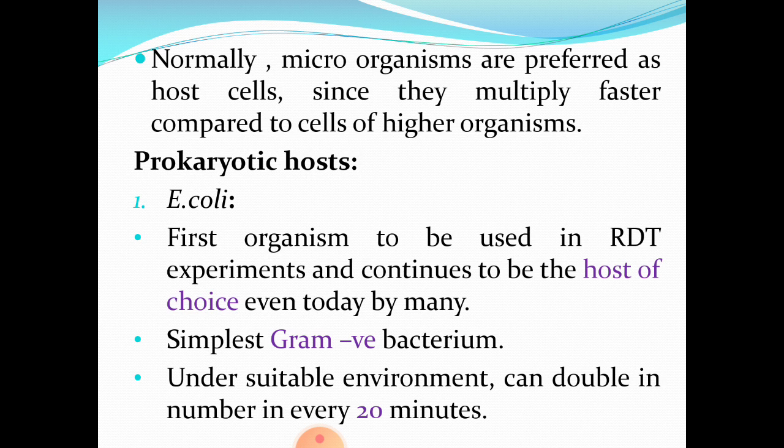So, E. coli is the simplest gram-negative bacterium, and the major advantage of this is that under congenial conditions, that is, under a suitable environment, it can replicate once in every 20 minutes. That means in 1 hour it can reproduce thrice.